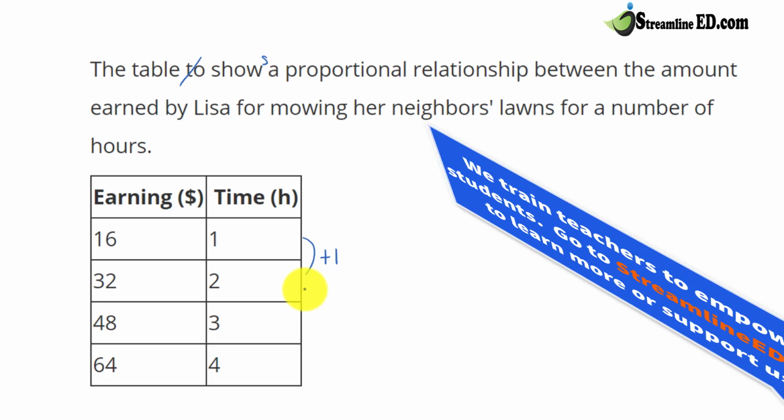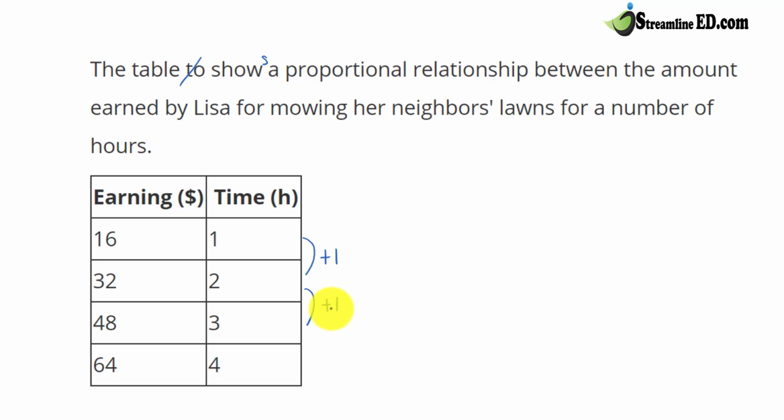What happened from 2 to 3? We also plus 1 more hour. And then from 3 to 4, we also plus 1 more hour, okay? So now let's go back to the other quantity. So when we have one increment in 1 hour, plus 1 hour, what happened to the earning? Well, from 16 to 32, that is plus 16 more.